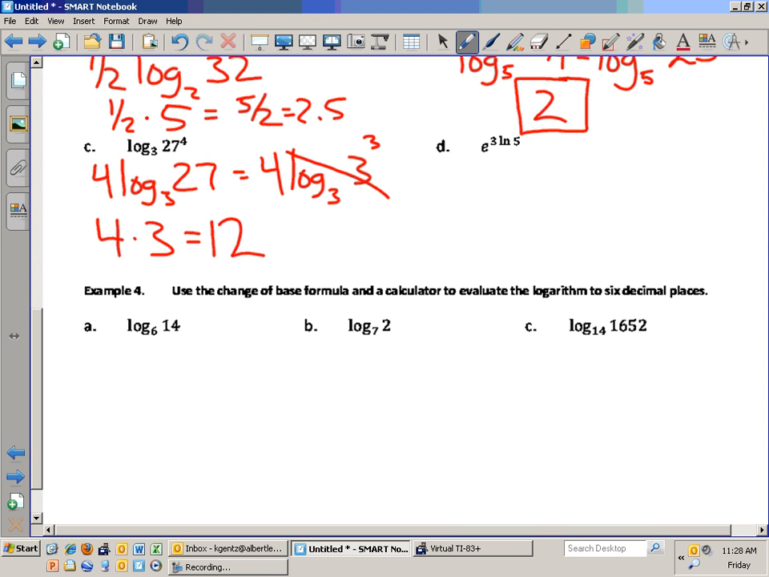I can rewrite this, e to the 3 natural log of 5. What can I do with that 3 in front of the natural log? Yep, take it to the power, so e to the natural log of 5 to the third power. What happens if you take e to a natural log? Those are inverses of each other. And so therefore I'm left with 5 to the third, which is 125.